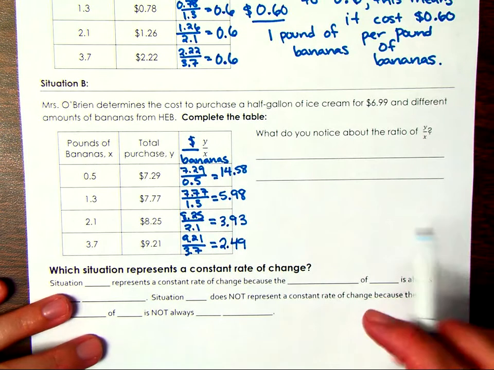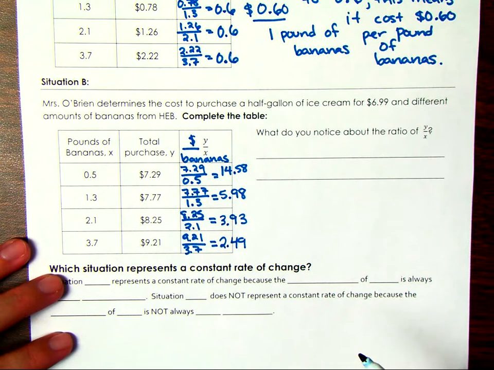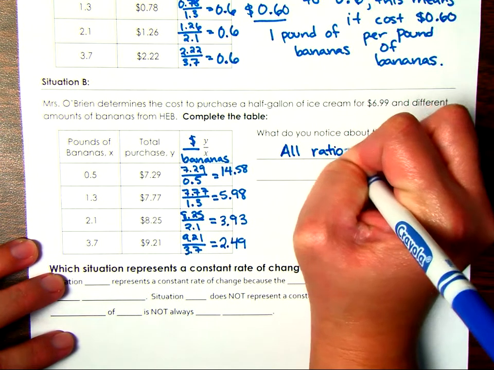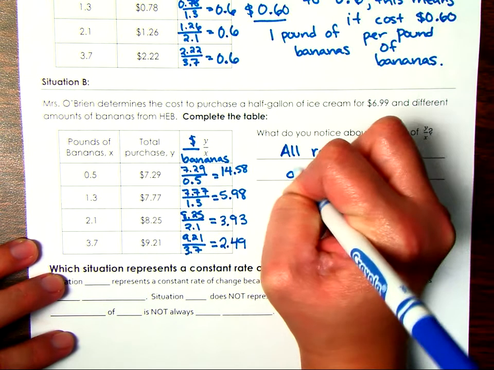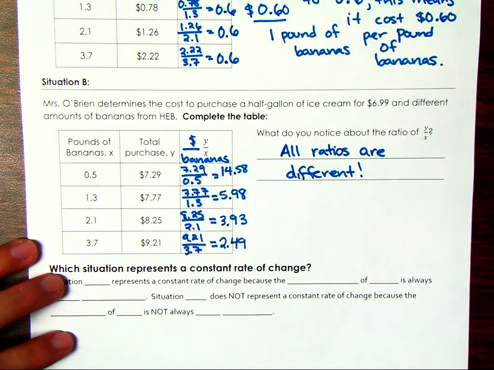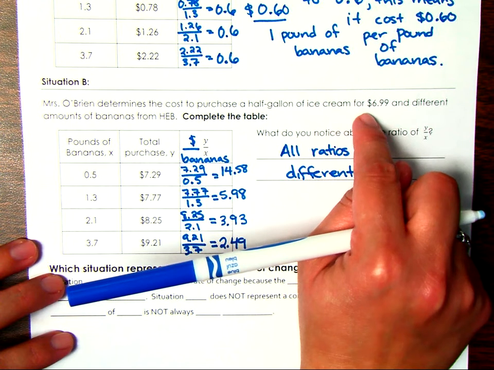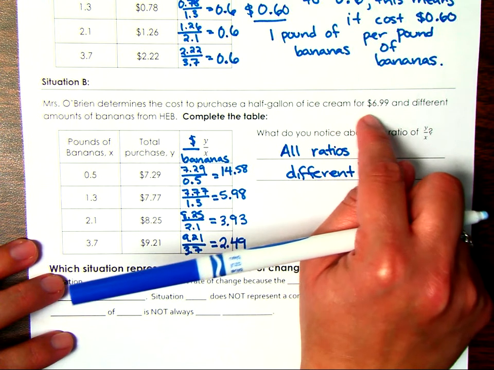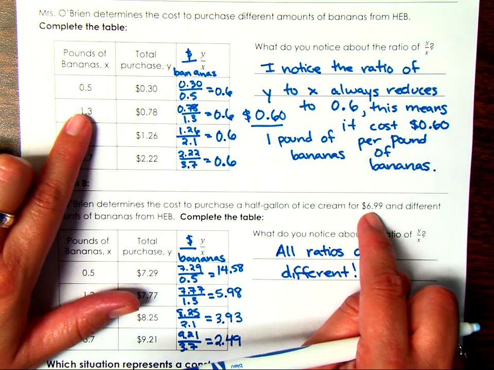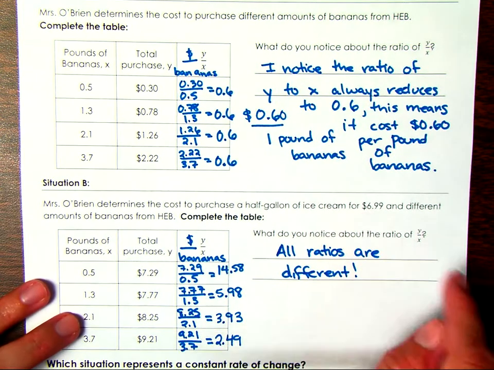So let's think about it. What do we notice about the ratio of my Y to X? Were they all the same? Nope. We're going to say all ratios are different. And let's think about why they're different. We weren't just buying the bananas. We were adding this ice cream into the situation, and you're paying that once. So this is breaking it down to how much it was for the bananas. But as soon as we add this, it's going to make it a little bit of a different situation.